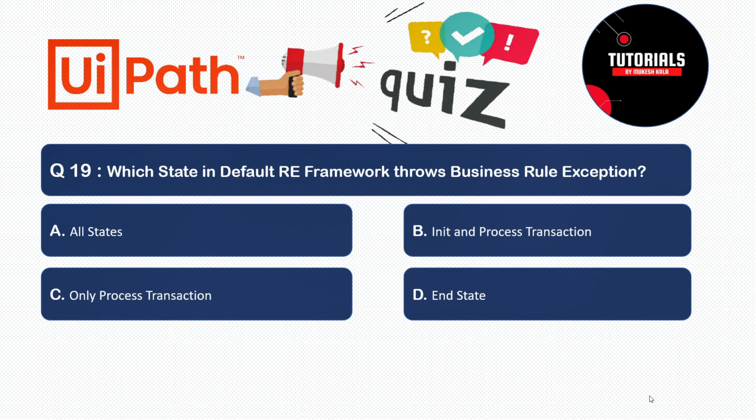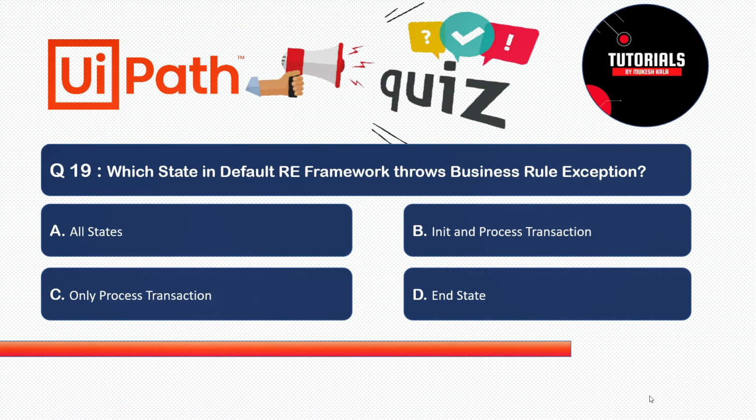Which state in default RE framework throws a business rule exception? Okay, so we have to tell which state in RE framework is throwing business rule exception. Default, right? As a developer, you can code to throw business exception from any state. But if I create a default RE framework, which is throwing a business rule exception, is it all the states, only the init and the process? Option C, only the process, or option D, the end state, right?